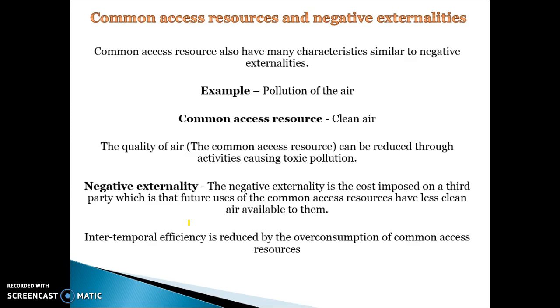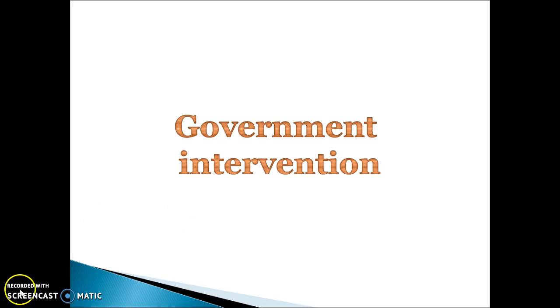Often common access resources have many characteristics similar to negative externalities. For example, pollution of the air affects the common access resource, which is clean air available for future generations. The quality of air can be reduced through activities that pollute the air. The negative externality is the cost imposed on the third party, which is the future users of the common access resource, who have less clean air. So the common access resource is overused, and the negative externality is that this leads to depletion or poorer quality air for future generations. Intertemporal efficiency is reduced by the overconsumption of common access resources. We'll talk about government intervention in the next video.